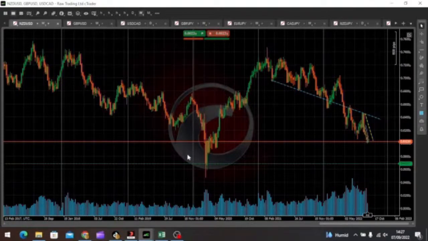So let's begin this week's market analysis by looking at dollar related pairs, and then from there I'll jump into commodities, and then from there I'll jump into cryptocurrency. So we begin with the New Zealand dollar.